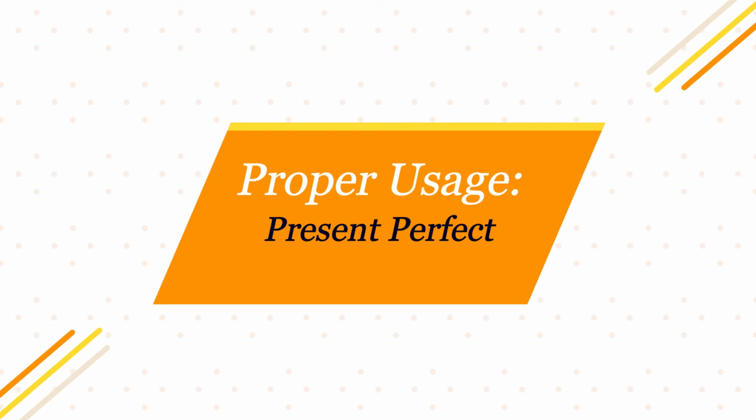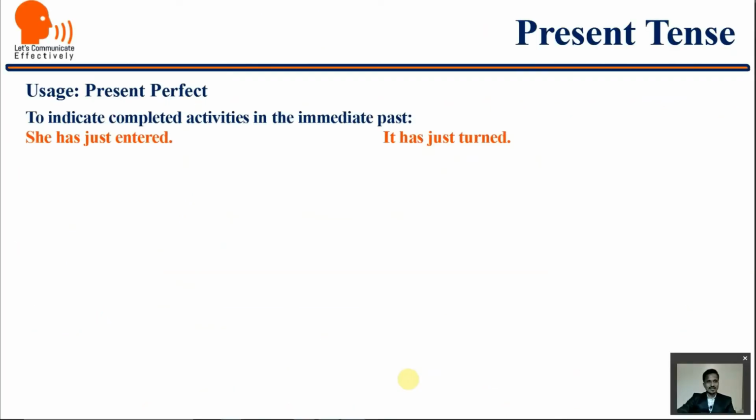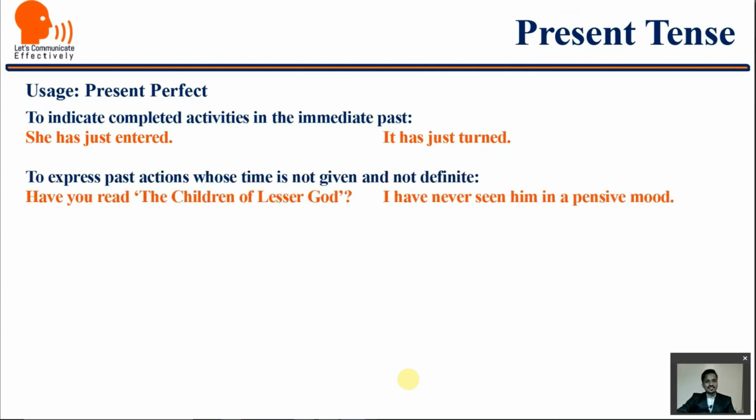Present perfect, its usage again. The next aspect of present tense, present perfect, is to indicate completed activities in the immediate past. Like, she has just entered, it has just turned. So there is some reference to the immediate past. This present perfect is also used to express past actions whose time is not given and not defined. Like, have you read The Children of a Lesser God?